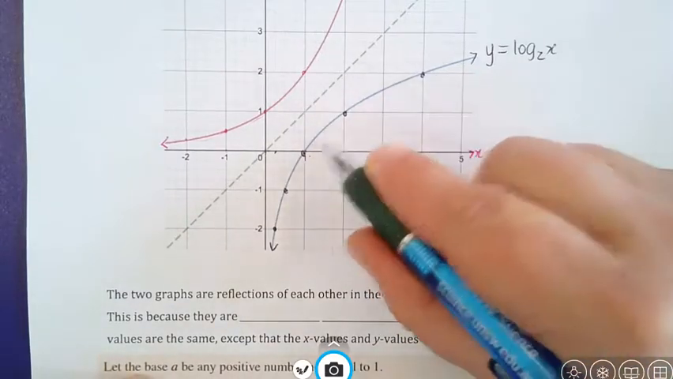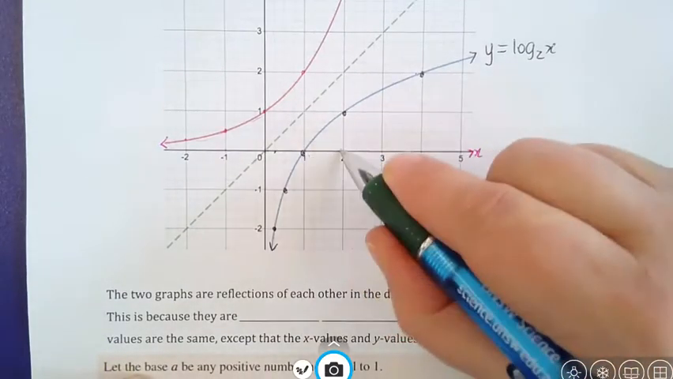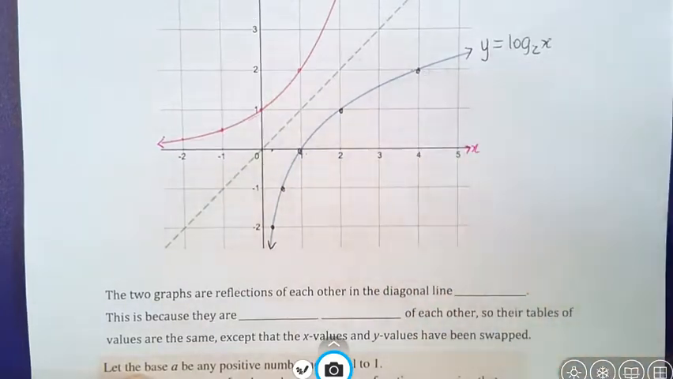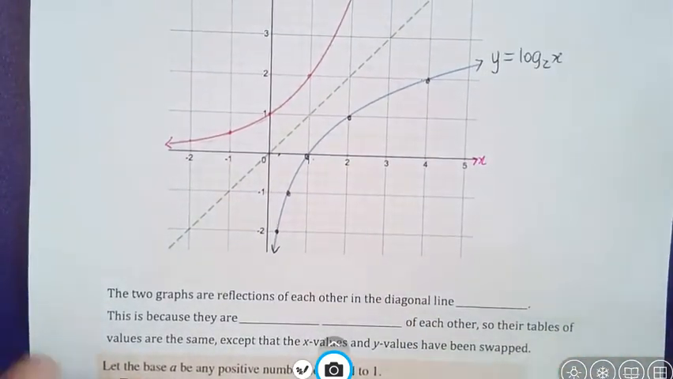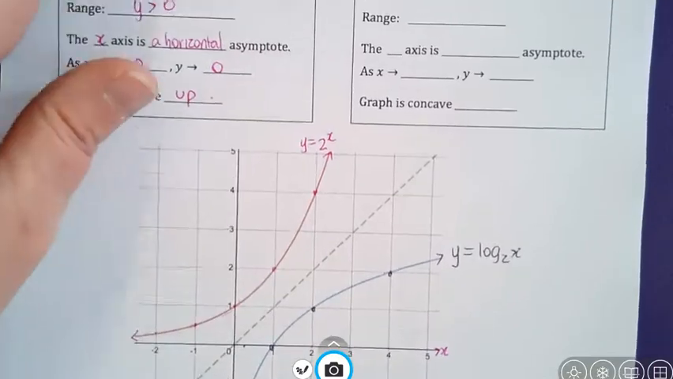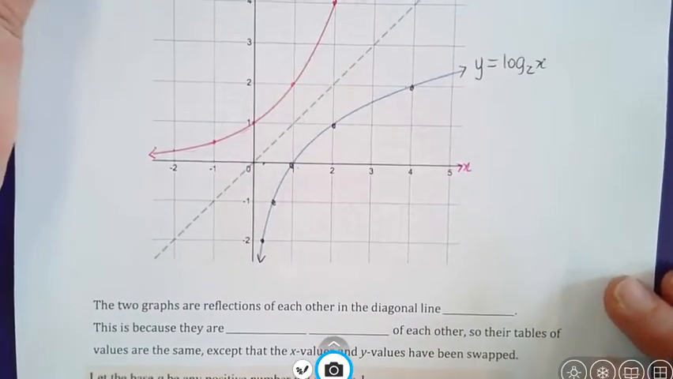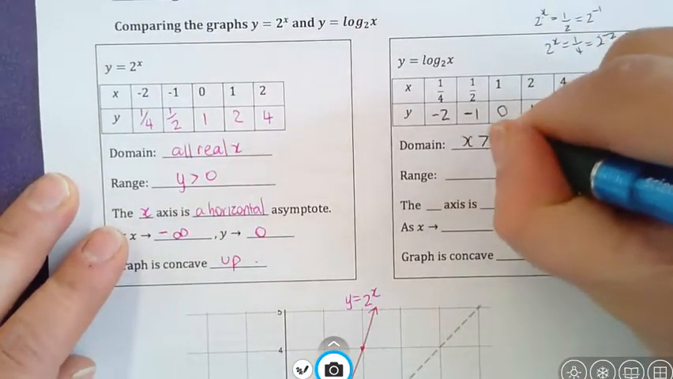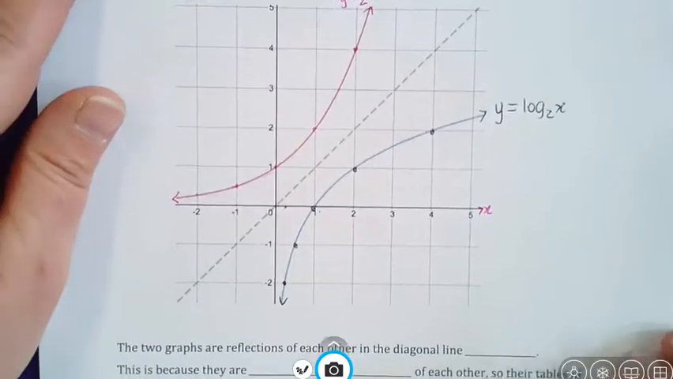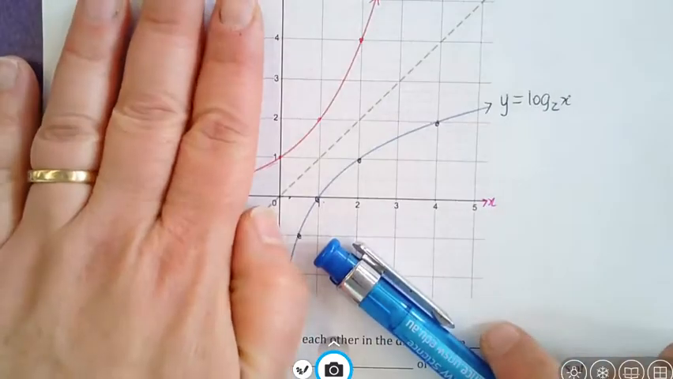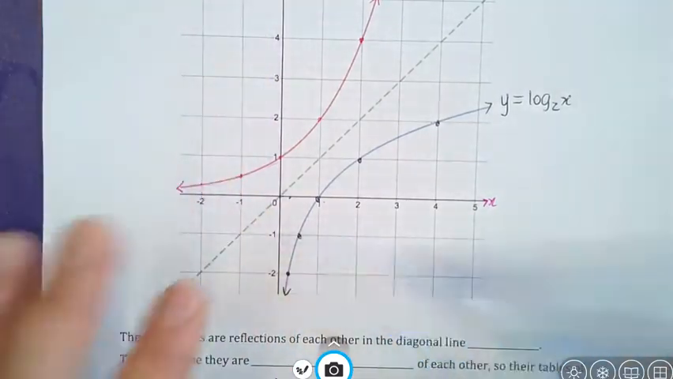And the log of anything bigger than 1 is a positive answer, like log of 2 is 1, log of 4 is 2, and so on. Okay? So let's look here for the log graph. What's the domain for the log curve? Good. So x is greater than 0. And the range for the log curve? So all real y, that's right.